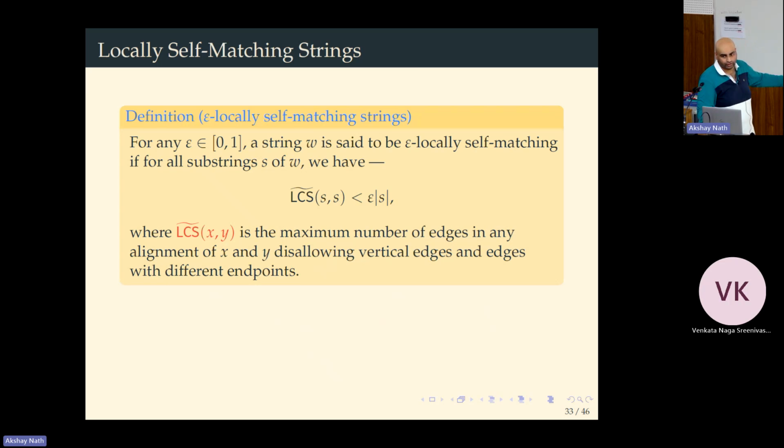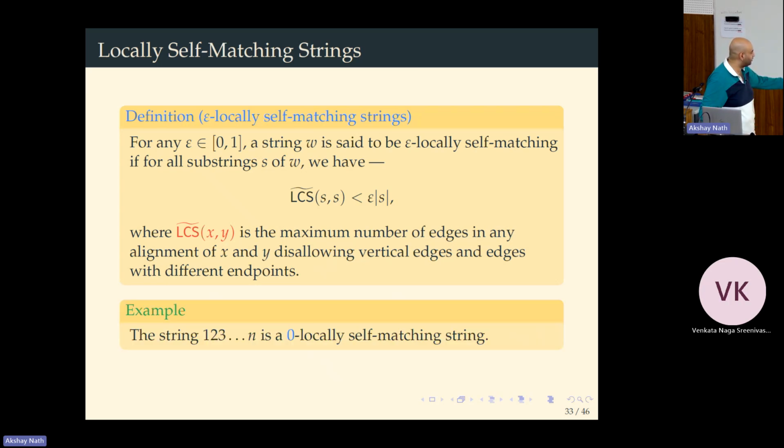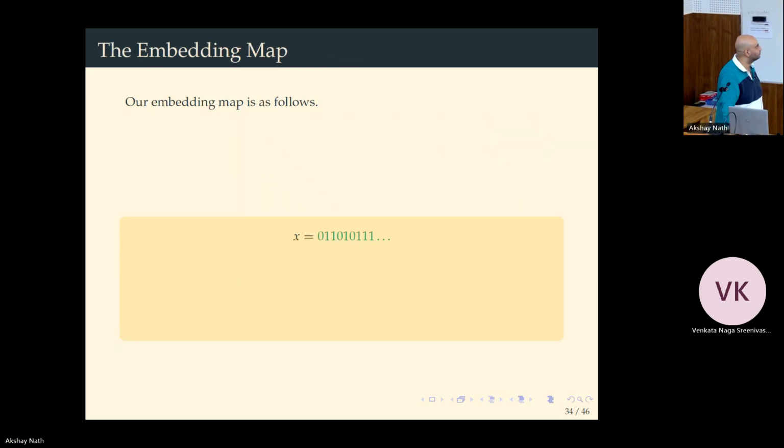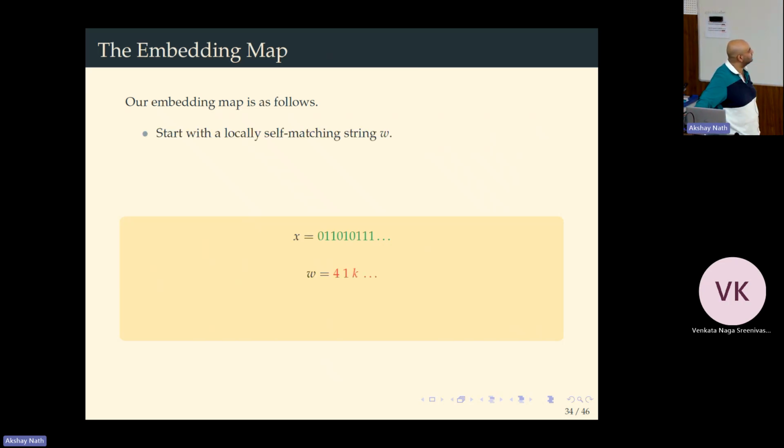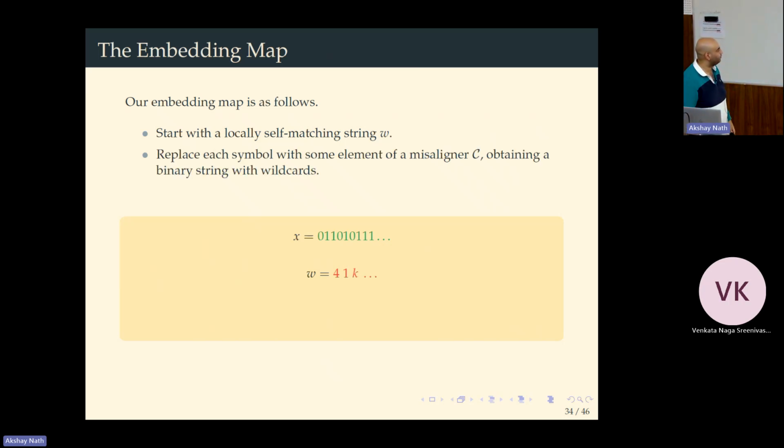Okay, so with these 2 ingredients, we can show the embedding. As a remark, if you look at the 1, 2, 3, ..., n string, it's 0 self-matching. So you can't match to itself at all if you don't allow vertical edges. Okay, so our embedding is as follows. You have some input X. First, we start with this locally self-matching string W, which is given. It's like a fixed thing given to us. You can even think of it as an infinite thing. But it's over some large, constant alphabet.